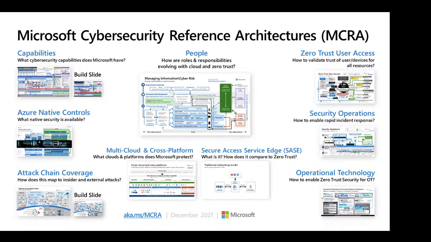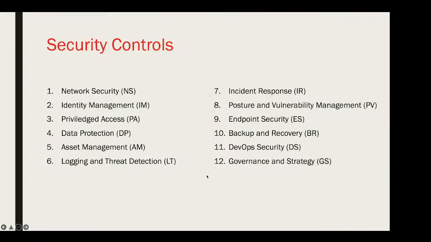The Microsoft Security Reference Architectures are available, the capabilities are there, and the people, how roles and responsibilities are evolving with cloud and zero trust. And then zero trust access, how to validate trust of user and device for all resources, and the Azure native controls, multi-cloud and cross-platform, attack chain coverage, Secure Access Service Edge, operational technology, and security operations. All these options are explained very well in detail, and you can just go to aka.ms/mcra and browse them. Right.